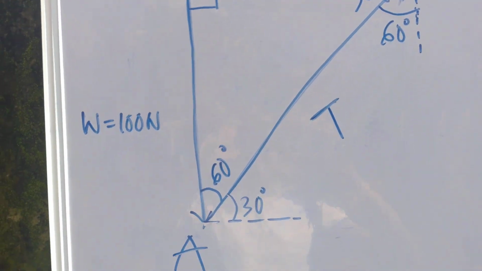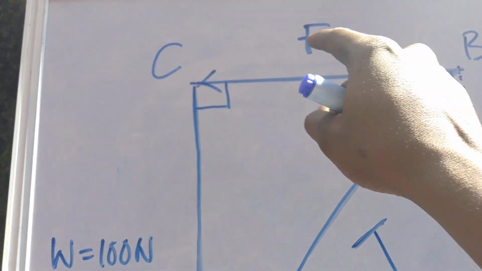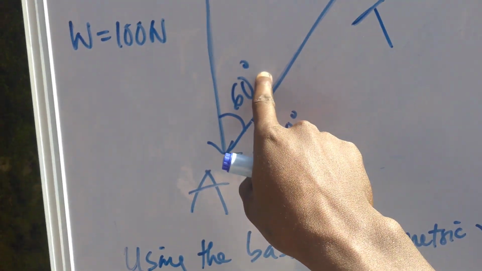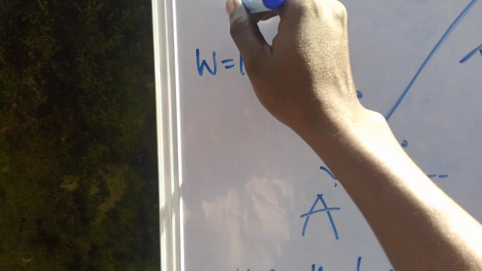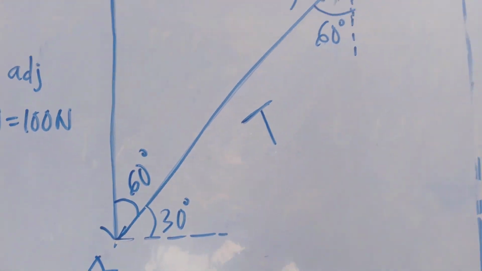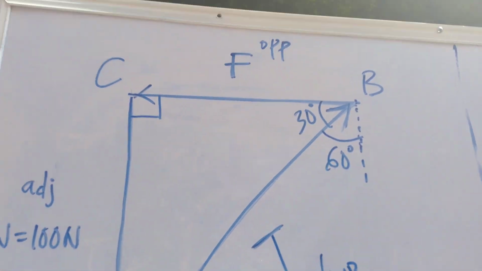So let's assume that you are making use of this angle, 60 degrees. If you are making use of this angle of inclination, the opposite side is this, and the adjacent side to this angle will be this. And the side facing the 90 degree angle is the hypotenuse, that's the longest side facing 90 degrees.